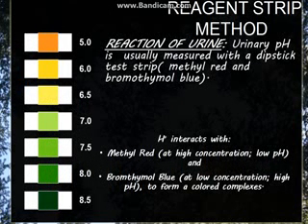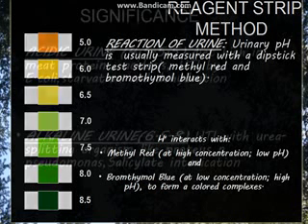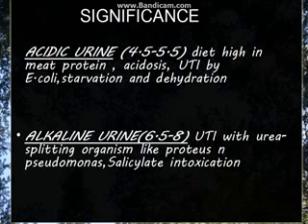This is the pH which is shown on the reagent strip method. The strip is coated with methyl red and bromothymol blue, and the H ions, the protons, react accordingly with both of them. So acidic urine can be seen if the diet is rich in meat protein, acidosis, or UTI by E. coli. And alkaline urine can be seen if UTI is with a urea splitting organism like Proteus, or salicylate intoxication. This was about the acidic and alkaline urine.